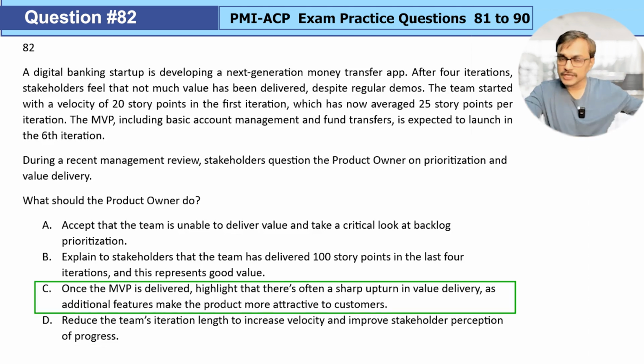C is clearly talking about the indication that value delivery will be more sharp after MVP is done. Question is giving that hint, the MVP will take 6 iterations. So with the available information in the question and your understanding of the product content from your PMI-ACP material, you know that option C is the best choice in this particular case.